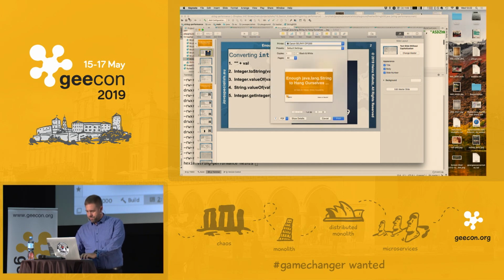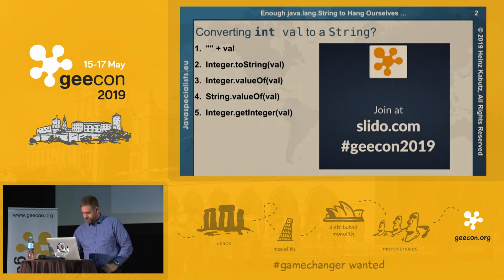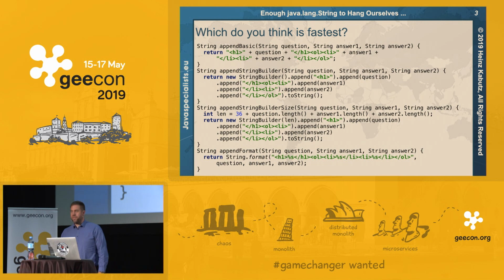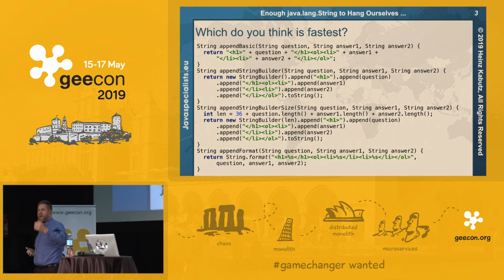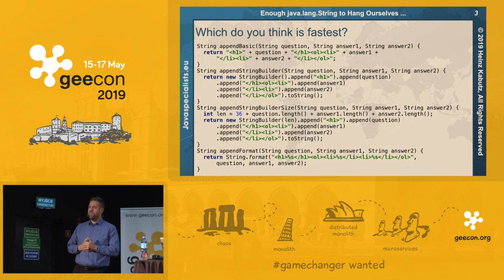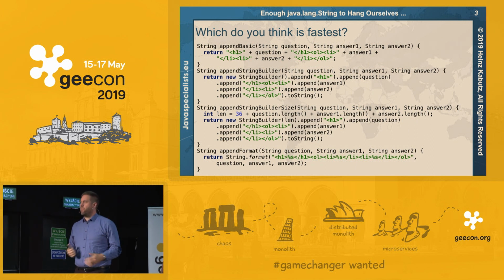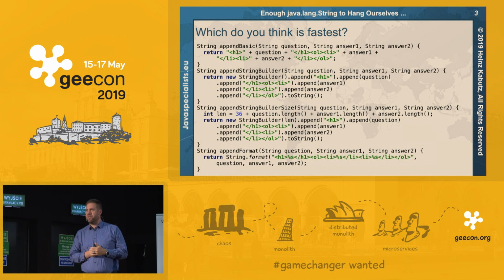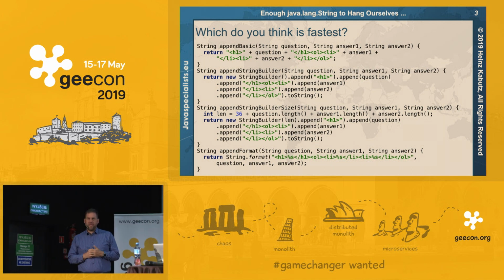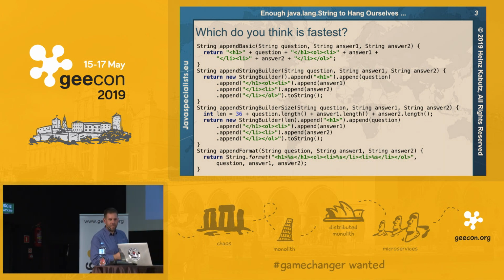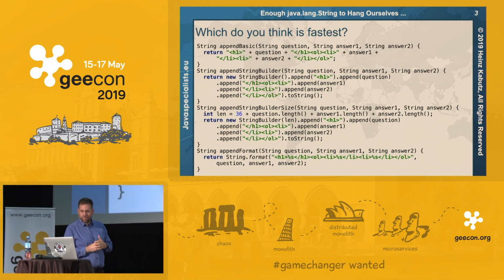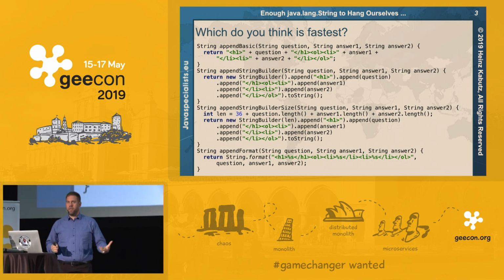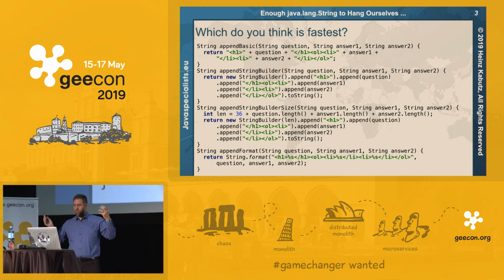So the next poll is the following. We've got 4 methods, 4 different ways of appending strings to each other. So here I want to build up some web page, and I've got some data, and I'm appending it into this web page. And in the first way, it's again the lazy way, just using plus. The second way, I'm creating a string builder, doing it a bit more the right way.